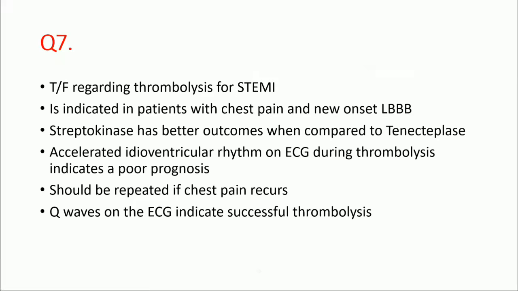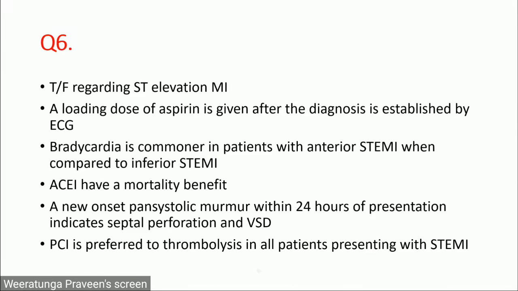Right? So 12 hours of symptom onset. That is important. There are two reperfusion strategies that we do. One is thrombolysis with tenecteplase. And the other one is we use PCI, primary PCI. Right? So angiogram and stenting. Primary PCI. So these are your two options.